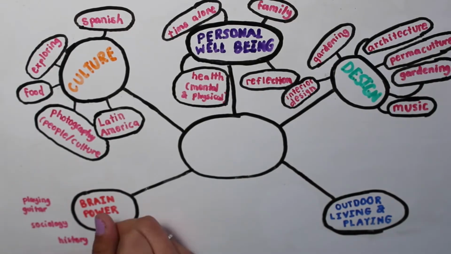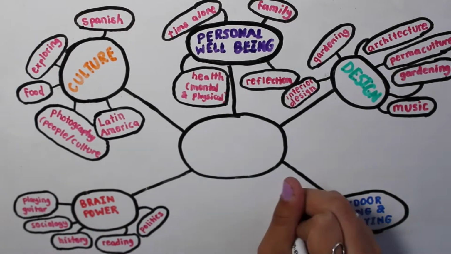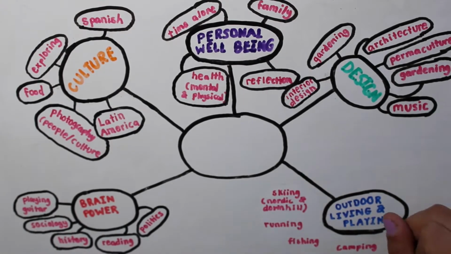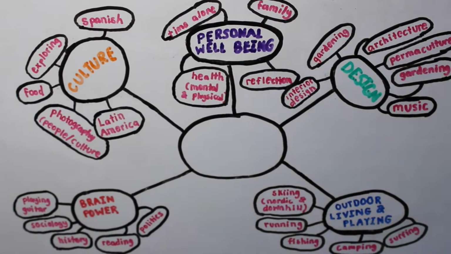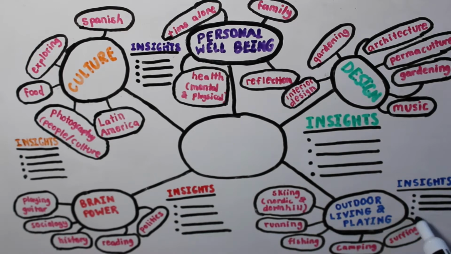In this video, we are going to explore ways to use the mind map to help us find themes, identify commonalities, and draw insights about our passions. By exploring our passions and really digging deeper into the things that bring us joy and fulfillment, we can better understand ourselves and develop a greater sense of meaning and purpose in the things we do.